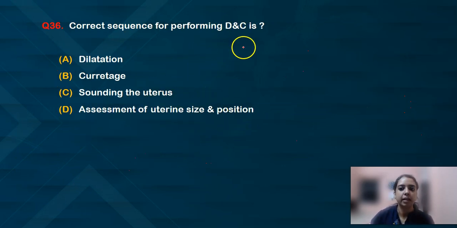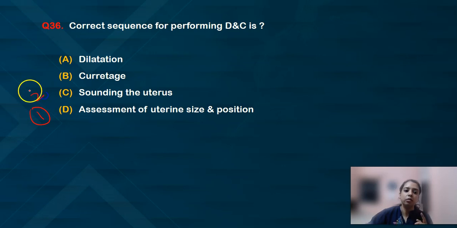Next, the correct sequence for performing D and C, very easy. How will you perform a dilatation and curettage? First, you will assess the uterine size. You will see the position, whether it is anteverted or retroverted. This is your first step.